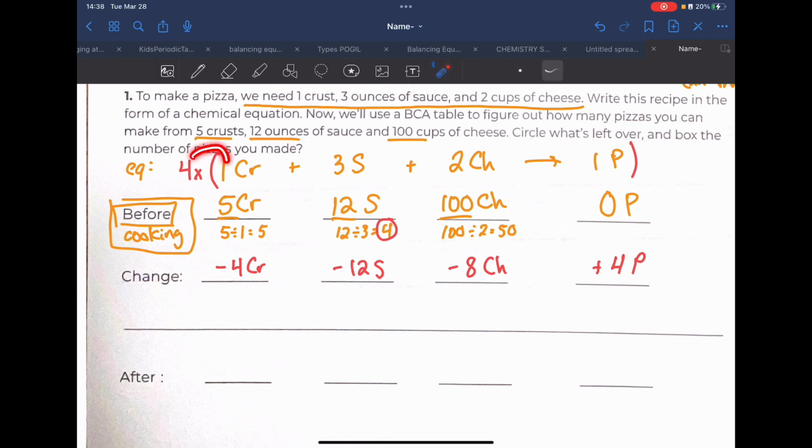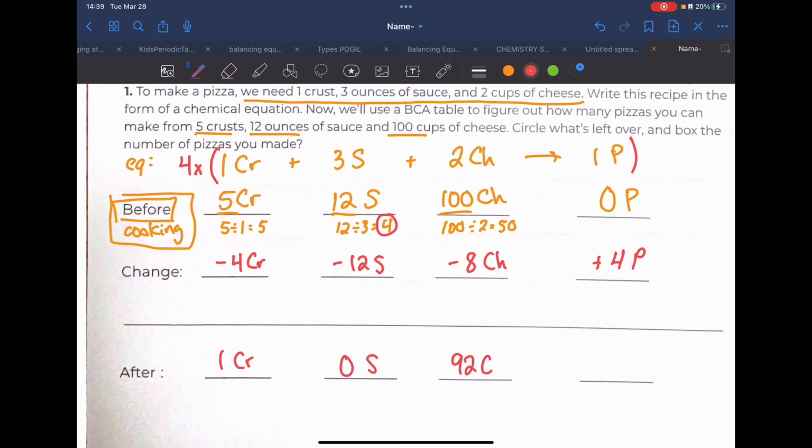What I was doing there, the way that I was getting those numbers is by taking that 4 and distributing it, like I'm in math class, distributing it to each of my coefficients in my chemical equation or in my recipe. That's where the change row comes from. The change row comes from distributing your smallest number to each of the coefficients, multiplying it. Okay, now I can do my subtraction. This is 1 crust left over, 0 ounces of sauce left over, and I'm gonna have 92 cups of cheese left.